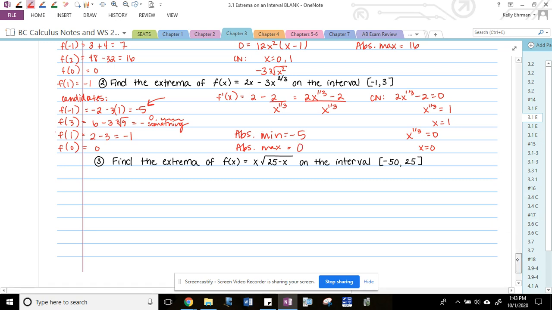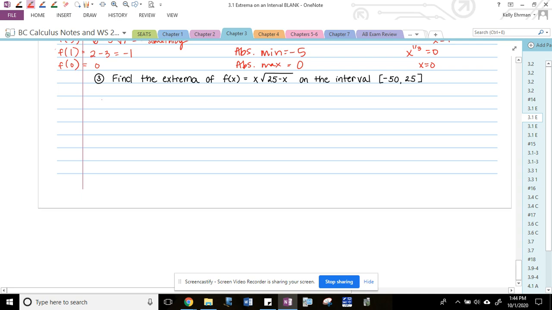Okay, last example. Find the extrema. Our candidates, to change things up, start with f of -50 and f of 25. Other candidates would be critical numbers. I'm going to have to use the product rule and a little bit of chain rule. The first function times the derivative of the second, 1/2, 25 minus x to the -1/2, and by the chain rule the derivative of 25 minus x is -1, plus 25 minus x to the 1/2 times the derivative of x, which is 1.